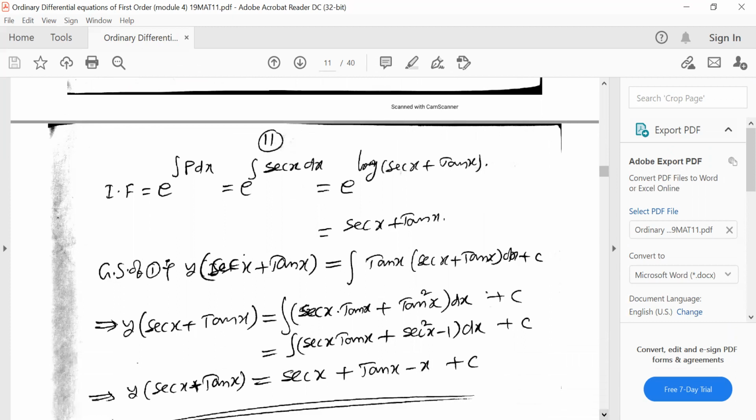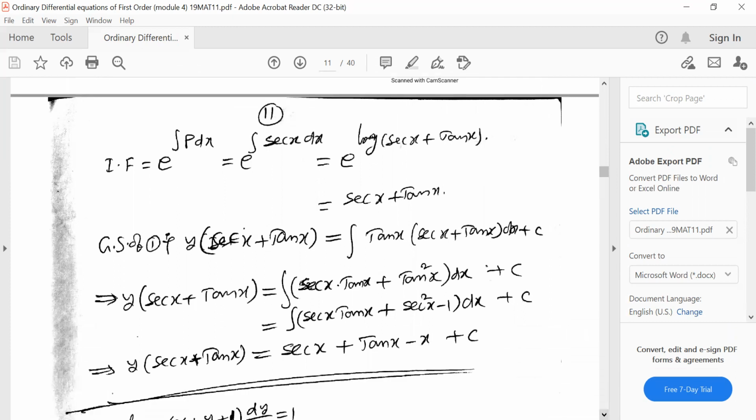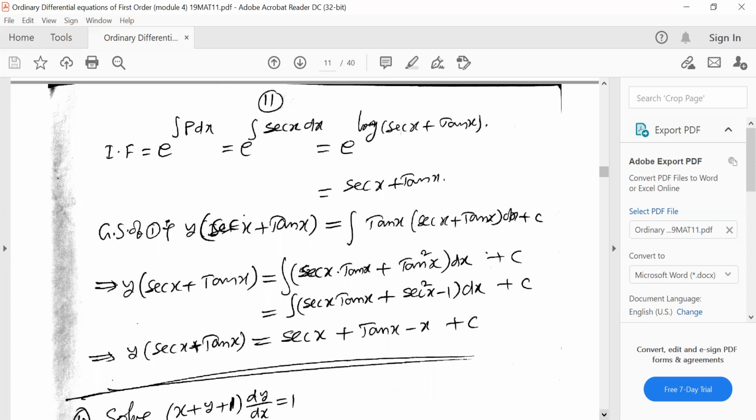If you see the integration, tan x into secant x plus tan x, into tan x, gives tan square. So what is the integral of this? The integral of secant x tan x is secant x. And the integral of tan square x is not direct, so we search for an easier method. We can write tan square as secant square x minus 1. Now the integral of secant square x is tan x, and the integral of minus 1 is minus x. So like that we can make our integration simpler.